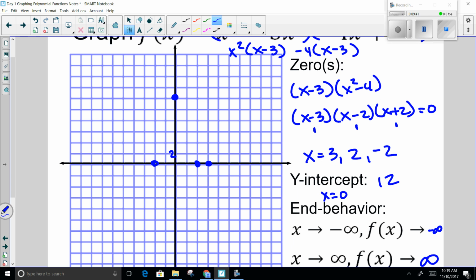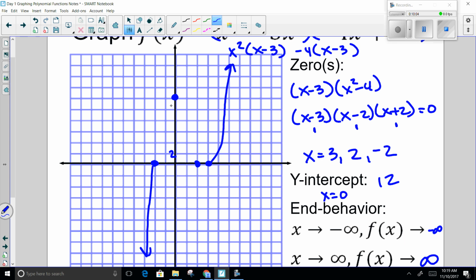Okay? So end behavior, as x goes to negative infinity. So here's my smallest zero. As x goes to negative infinity, as x gets smaller, what's going to happen to my y values? They're also going to go to negative infinity. So my graph looks like that. As x goes to positive infinity, go to your largest zero, and as x goes to the right, as x gets larger, what's going to happen to my y's? They're going to also go up.